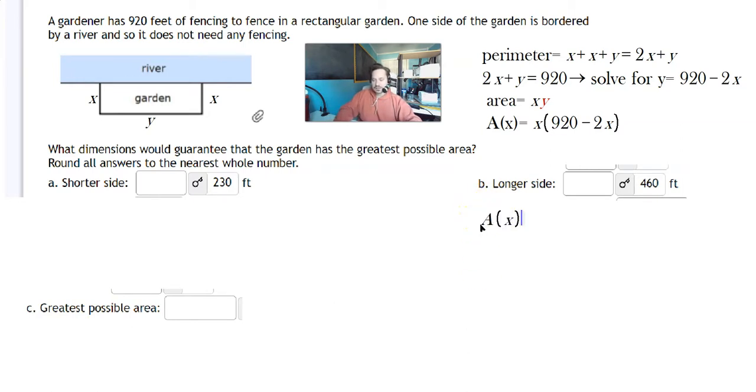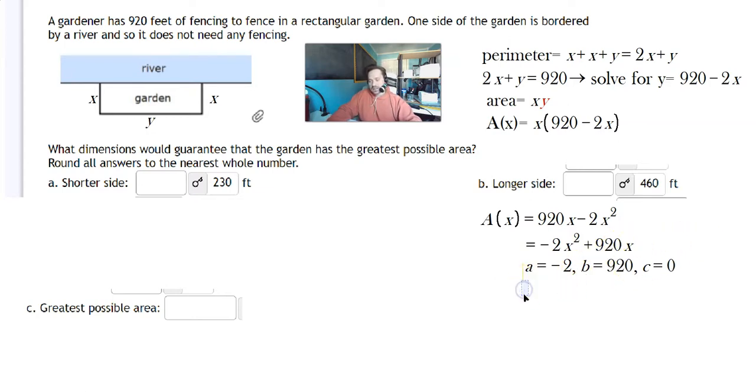Okay, so A of x would be equal to the following. Take this x and distribute it, so it's going to be 920x minus 2x squared. Now, remember, this is a parabola because it's negative 2x squared. If you like, write it this way: negative 2x squared plus 920x. Then identify: a is negative 2, b is 920, and c is equal to 0, for example. There's no term at the end.